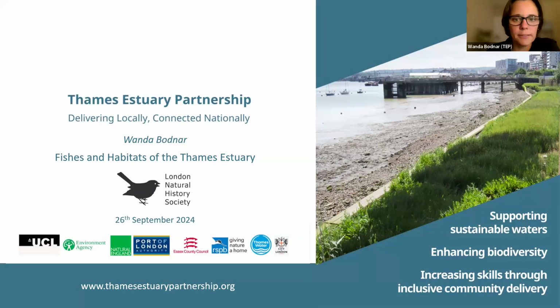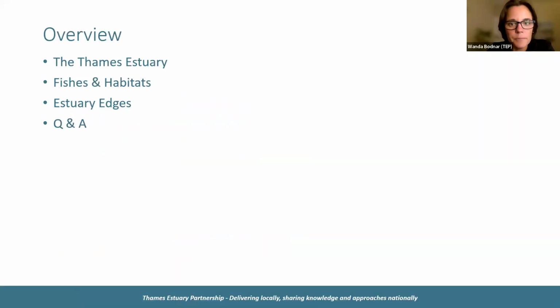All right. So thank you very much and welcome everyone to this online talk about fishes and habitats of the Thames Estuary. Just to give you some details on the content of this talk, I will talk about the Thames Estuary in general, covering the tidal movement and the salinity. Then I will talk about the different species of fish and habitats that can be found in the Thames, whilst also providing a brief overview of its natural history. Then I will cover estuary edges, explaining what these are and the results of the fish surveys that we have conducted in the last couple of years. And then there should be some time left for the Q&A.